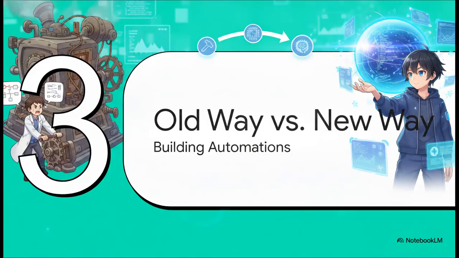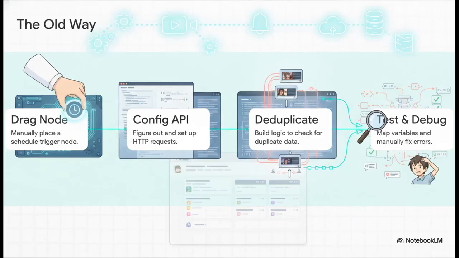Section 3, old way versus new way. Let's see what this actually looks like in practice. Let's say you want an automation that checks a specific YouTube channel every 8 hours, and whenever there's a new video, it scrapes the transcript, summarizes it, and drops it into a project management tool like ClickUp.